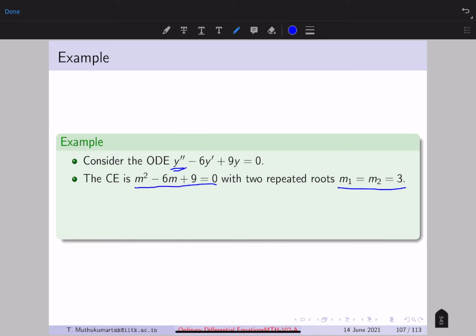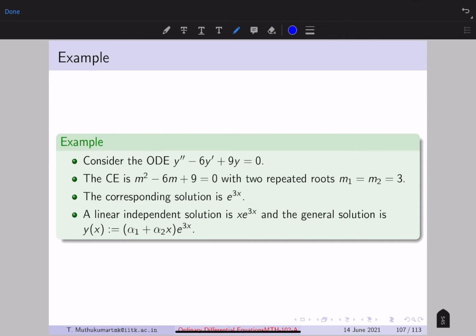So the corresponding solution is e power 3x, but since 3 is repeated, the solution space of this cannot be generated by e power 3x alone, right? Because they are not linearly independent. So you choose a linearly independent solution corresponding to this, which is x e power 3x. So the corresponding solution is e power 3x, you choose x e power 3x as the other solution, and in that case your general solution is the linear combination of these two, e power 3x and x e power 3x, which is this.